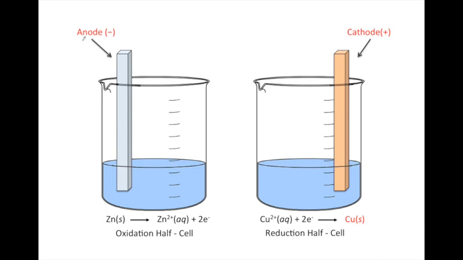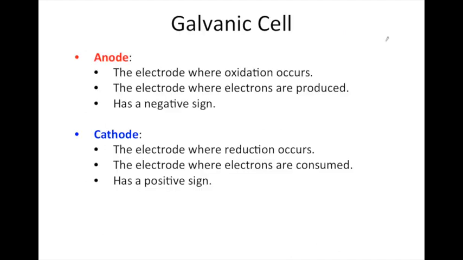Before we move on, let's look at a couple of definitions. The metal where the oxidation half reaction is occurring, we call this the anode. And the metal over here where the reduction half reaction is occurring, we call that the cathode. The anode is given a negative sign and the cathode is given a positive sign. So let's be sure to write these definitions down.